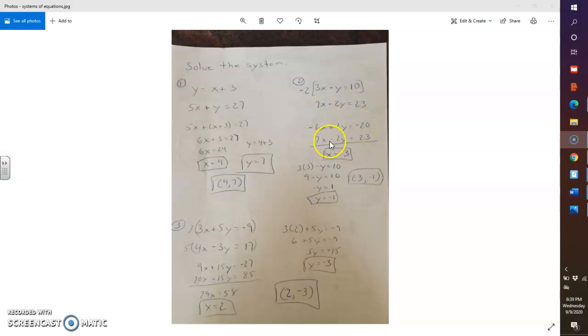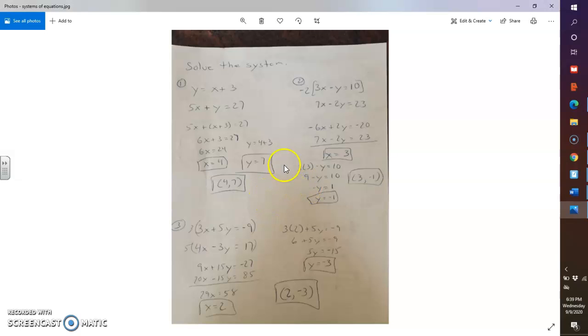And now I'm combining with my 7x minus 2y equals 23. What's nice here is the 2y's cancel. Negative 6x and 7x is x. And negative 20 and 23 is 3. So my x equals 3. And then I always plug back into an original. 3 times 3 minus y equals 10. Therefore, 9 minus y equals 10. Subtract 9 on both sides. I get negative y equals 1. And I multiply both sides by negative 1, and I get y equals negative 1. And that's how I solve my system.